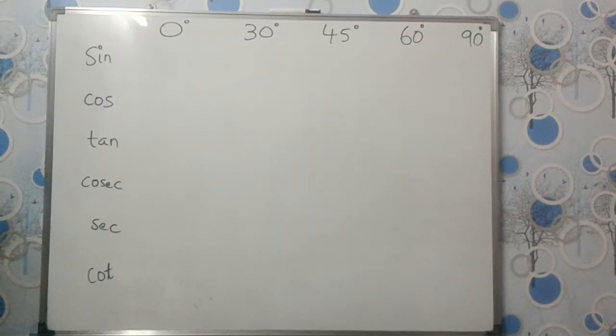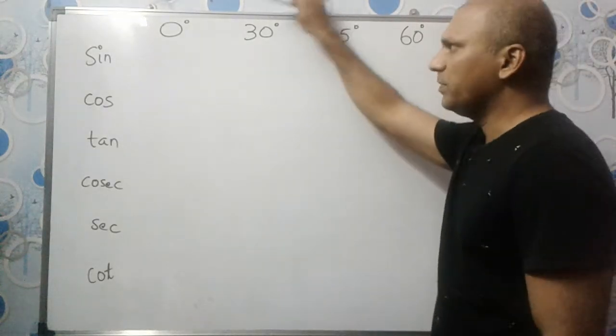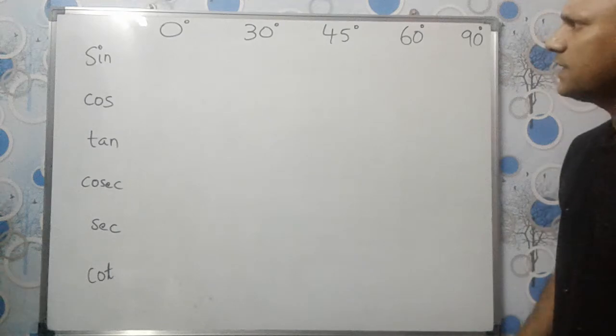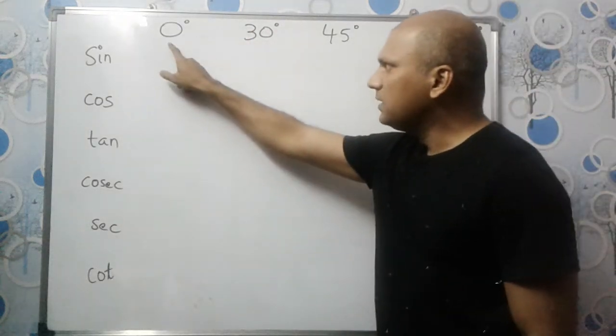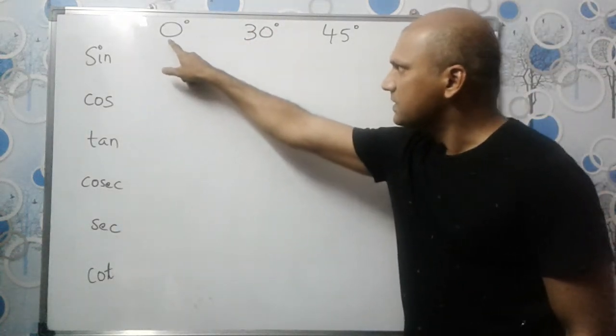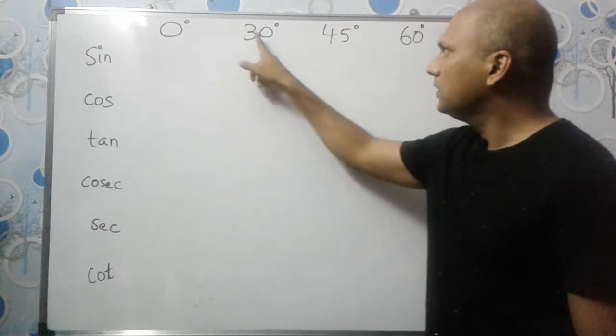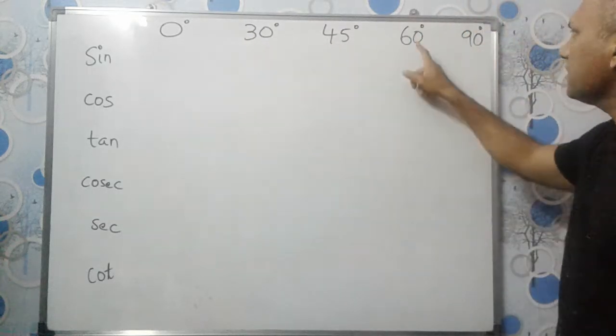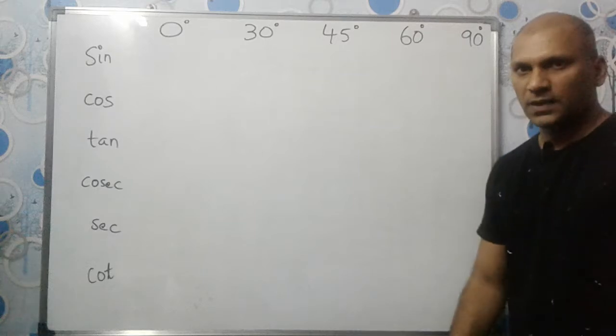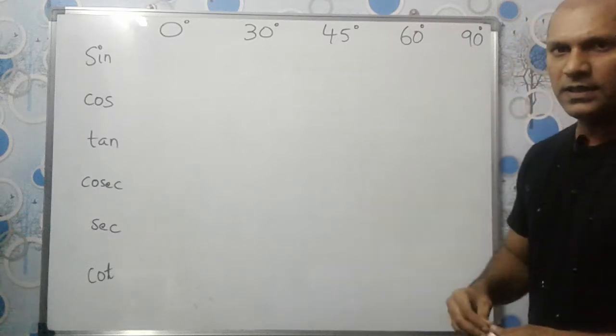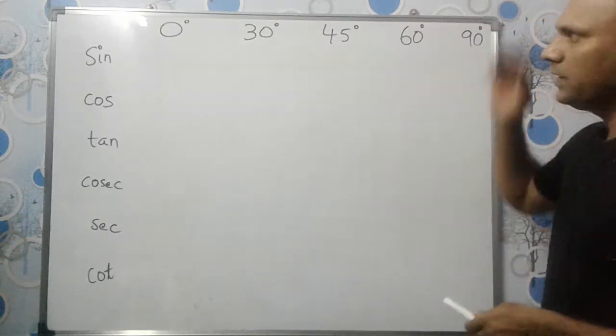Hello students, in this video we will learn how to write the trigonometric table. In 10th standard we'll learn the angles 0 degrees, that is sine 0, 30 degrees, 45 degrees, 60 degrees and 90 degrees. In intermediate, after 10th standard, we'll go beyond 90 degrees also.